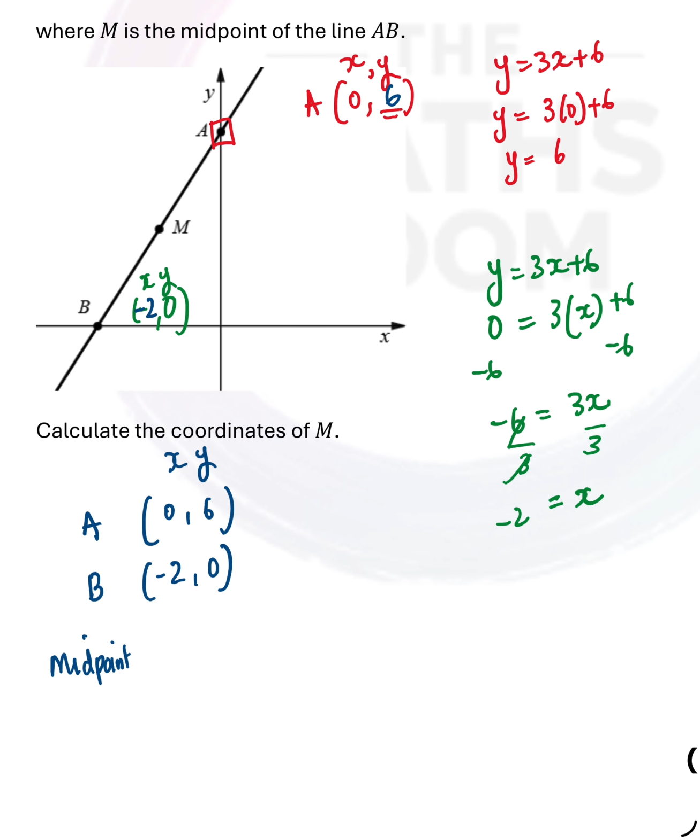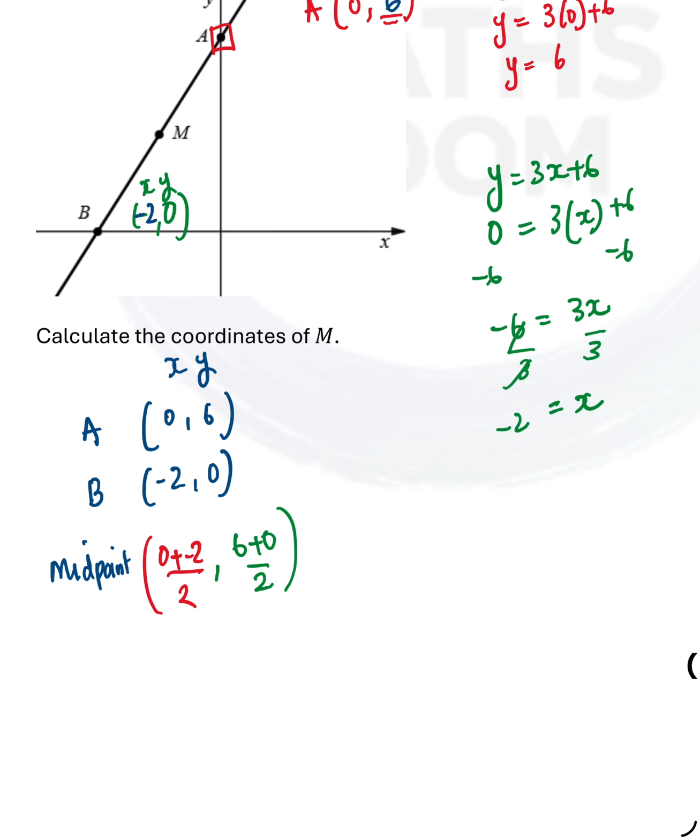So let's start with my x coordinate. I'm going to do 0 plus negative 2 divided by 2 for my x coordinate, and for my y coordinate I'm going to do 6 plus 0 divided by 2, and that would give me my average. So moving on, I will get negative 2 over 2 for x, and for my y I've got 6 over 2. We're going to simplify, so my x coordinate is going to be negative 1, and y is going to be 3. That is my midpoint of the line. That would give you your final answer.